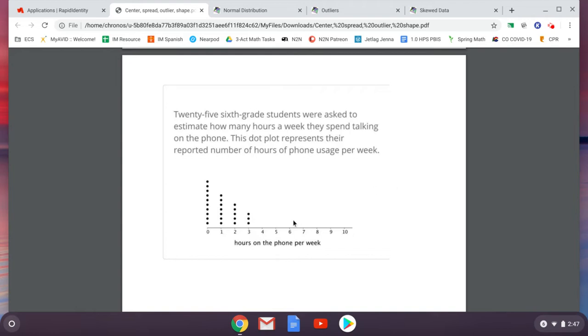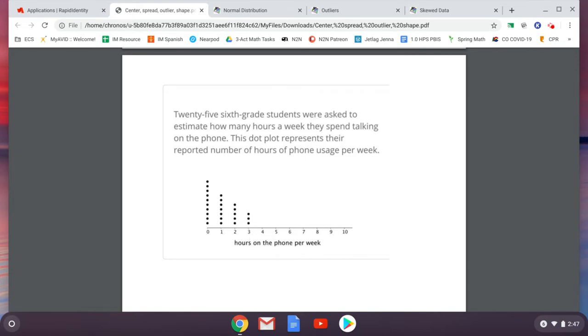We can see that we have a lot of students here, about 10 of them, that don't talk on the phone during the week at all, or maybe they don't have a phone. Then we have about 7 kids here talking about an hour. We have 5 kids talking for 2 hours and 3 kids talking for 3 hours.